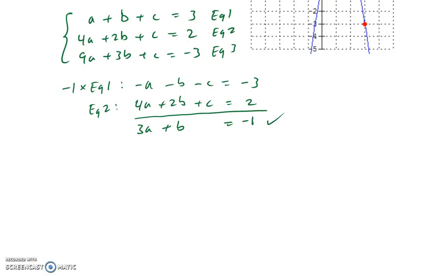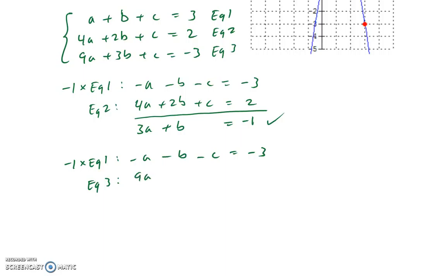So that gives us one equation in two variables. Now we need to take a different pair of equations and eliminate c again. So let's pair perhaps equation 1 and equation 3. Again, I'll just multiply equation 1 by -1. That will be exactly the same as what we wrote previously. And then I'll just pair that with equation 3.